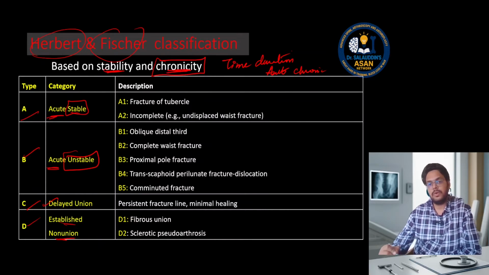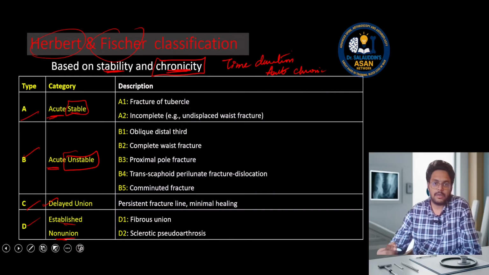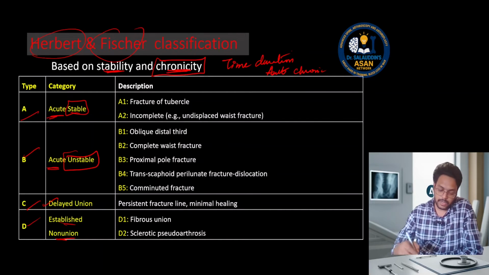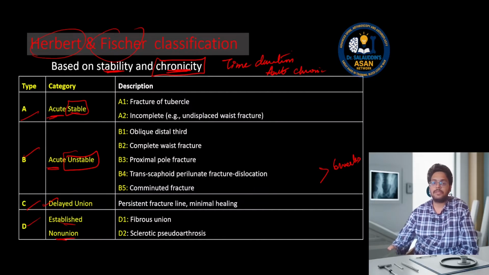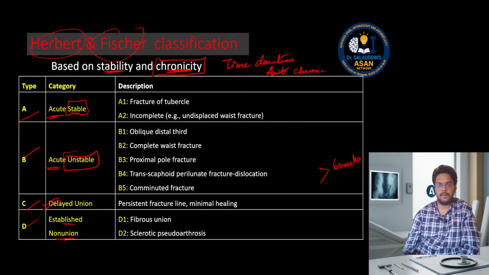What is union? Union means the signs of fracture healing, both clinically and radiologically, have appeared within the normal duration of time. For example, in a tibia shaft fracture, if we have to say it as united, the signs of fracture healing should appear within 4 weeks. Okay, if it takes more than 6 weeks and the signs of fracture healing appear at the 6th week, then we call it delayed union, right?